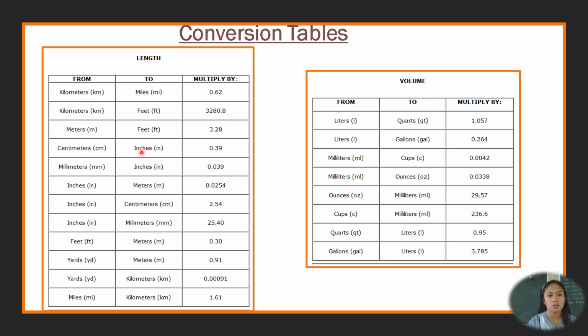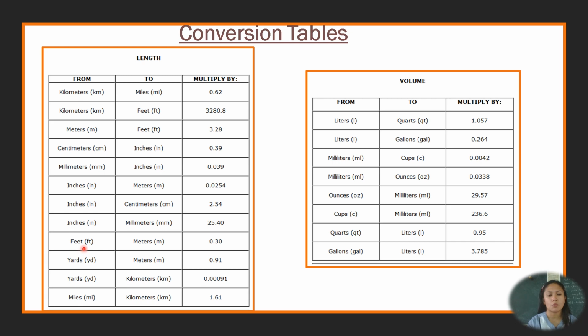Centimeters to inches, so 1 centimeter is equal to 0.39 inches. Millimeters to inches, 1 millimeter is equal to 0.039 inches. And 1 inch is equal to 0.0254 meters. 1 inch is equal to 2.54 centimeters. 1 inch is equal to 25.40 millimeters.